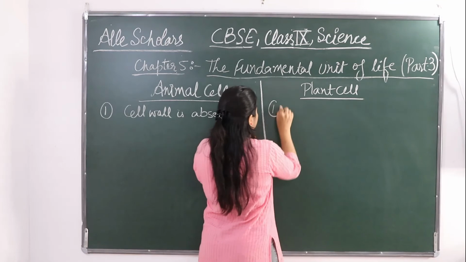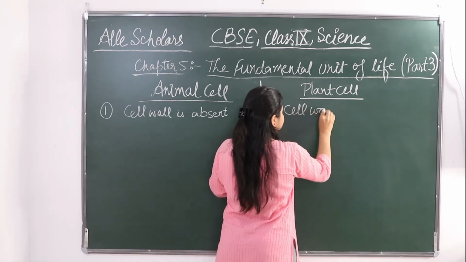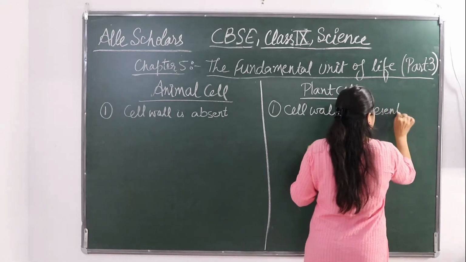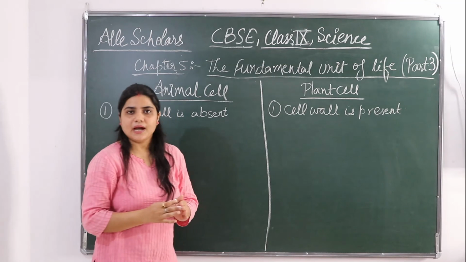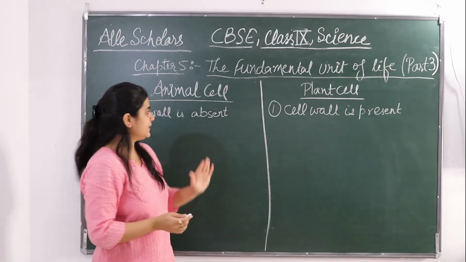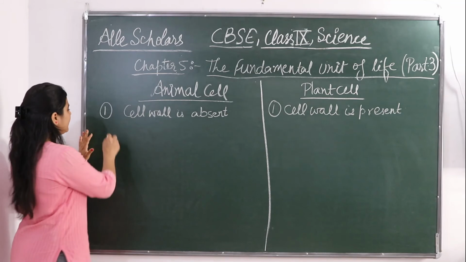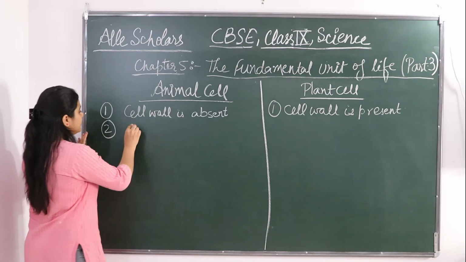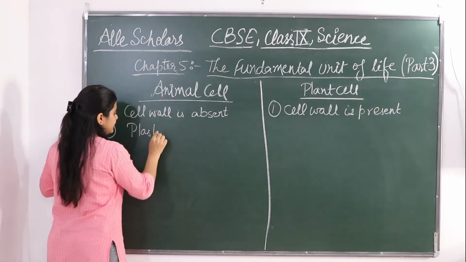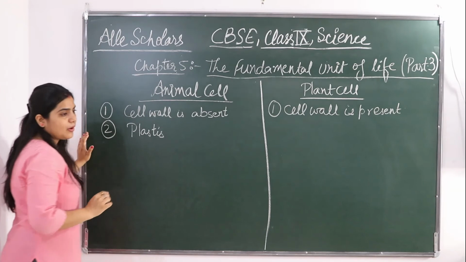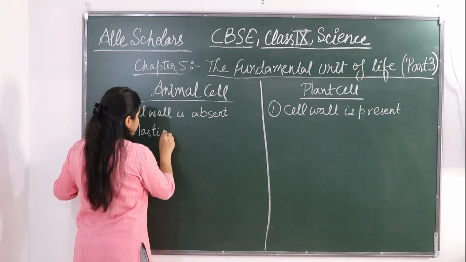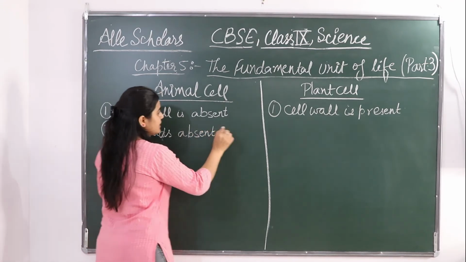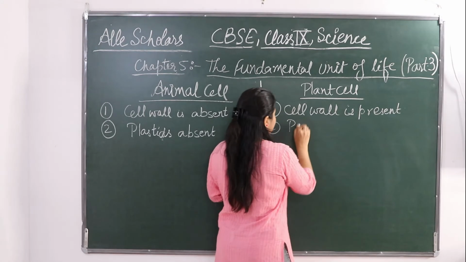But cell wall is present in plant cell. So in case of plant cell, the outer covering of the cell is the cell wall, and then comes the cell membrane. But in case of animal cell, cell membrane is the outer layer of the cell. Now plastids are absent. If we talk about plastids, it is absent in animal cell. But in plant cell, plastids are present.